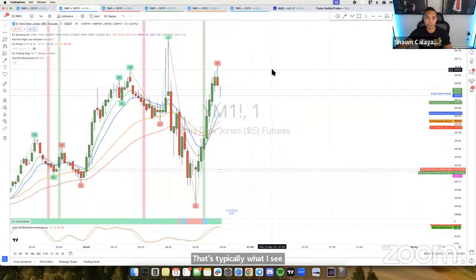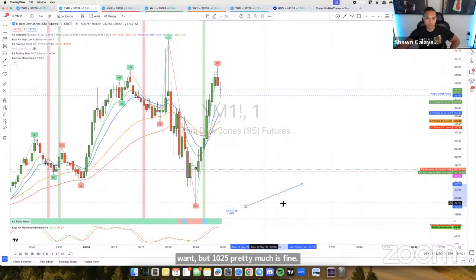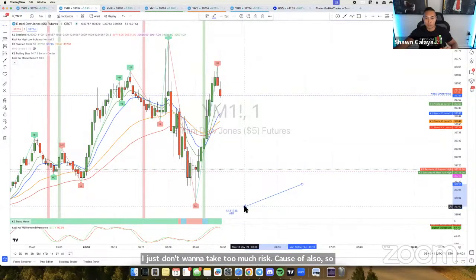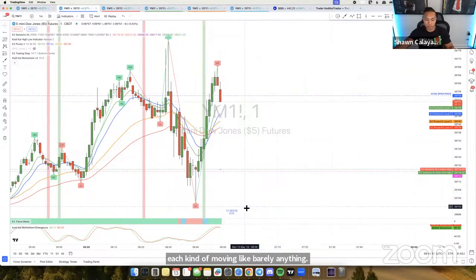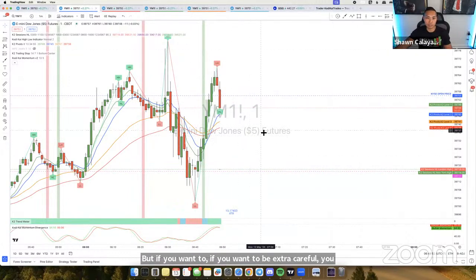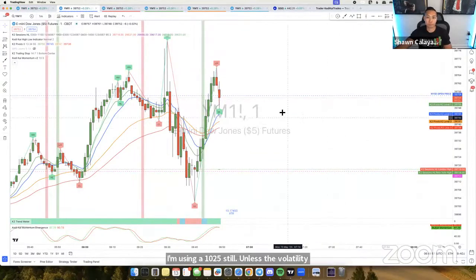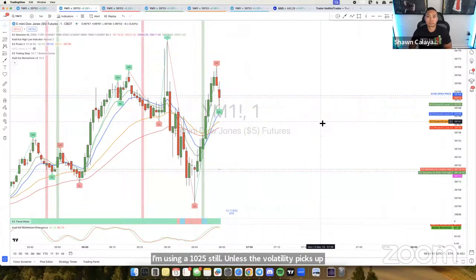HP, I'm still using 1025. Been using 1025 for the past couple months now. Volatility is too low. You can use 1030 if you want, but 1025 pretty much is fine. I just don't want to take too much risk because the volatility is so low that it's not really necessary to have it that high. Each candle is moving barely anything. But if you want to be extra careful, a 1030 can also work. It's just up to your preference. For me, I'm using a 1025 still, unless volatility picks up. Then I'll switch to a 1030.